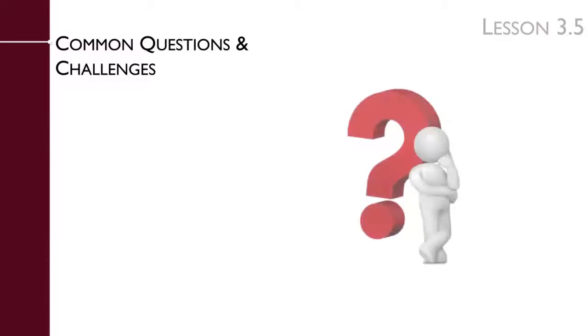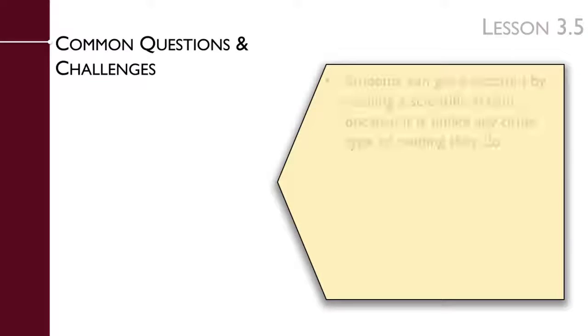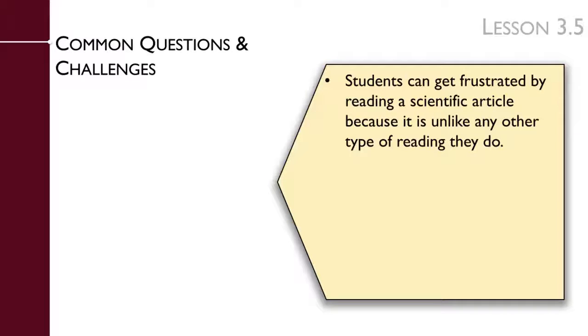This is a tricky lesson for a few reasons. First, students can get frustrated by reading a scientific article because it is not like any other type of reading that they do. If this is the case, you may not want to assign this as the Lesson 3.3 homework and instead work through the paper together as a class. Students will have another opportunity to read a scientific article in Lesson 4.6.